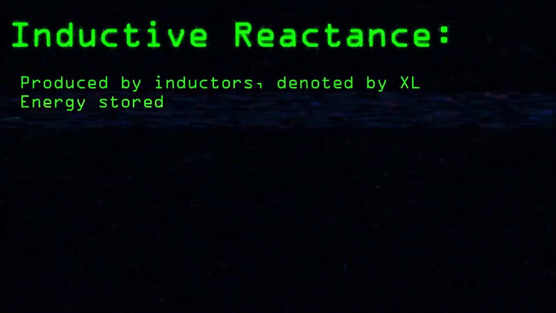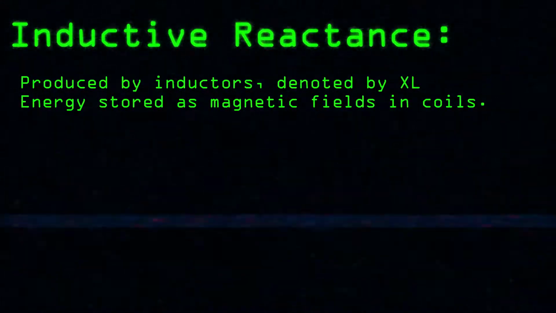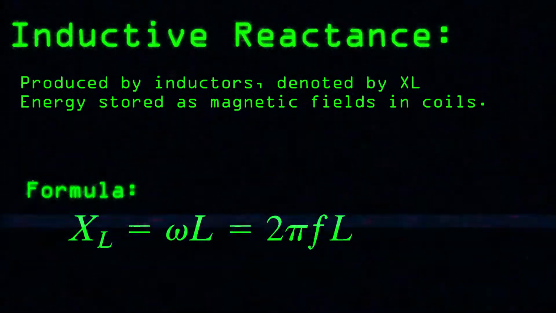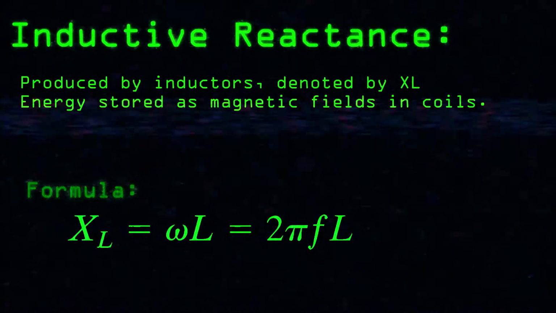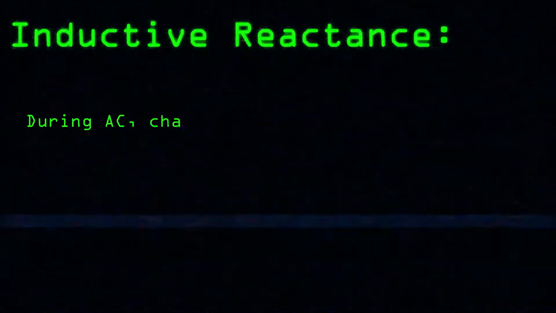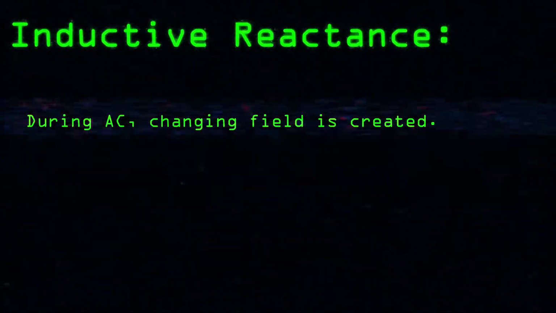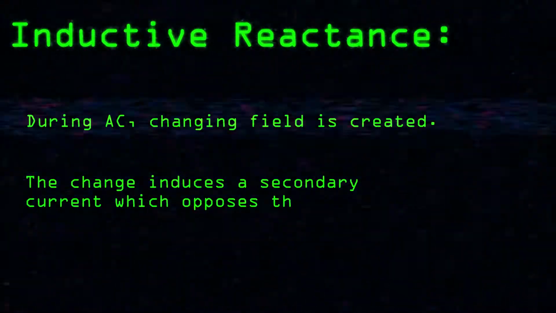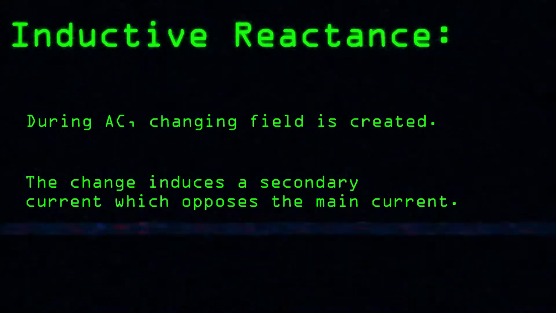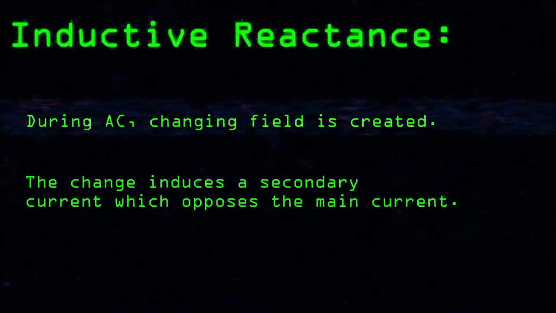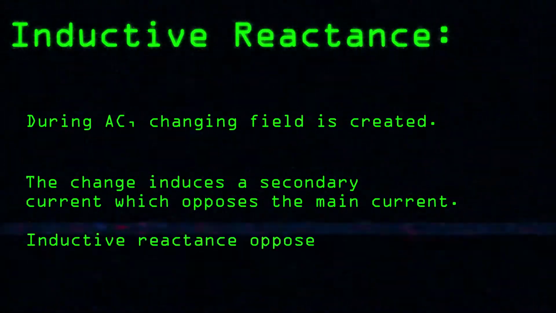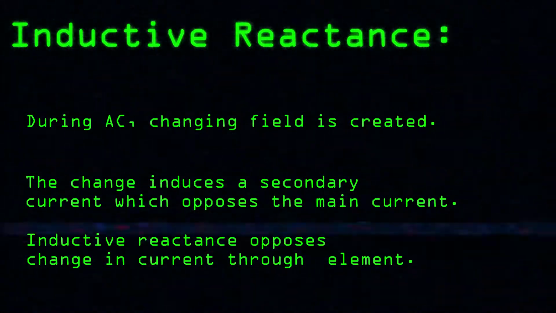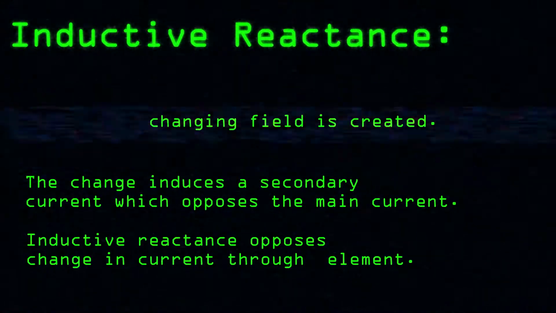Inductive reactance is simply the reactance produced by inductors, denoted by XL. Inductors store energy temporarily as magnetic fields in coils. When an alternating current passes through a circuit, a changing magnetic field is created. The change in the field induces another secondary current within the same circuit, and via Lenz's law, the direction of this current opposes that of the main current. Hence, the inductive reactance opposes the change in current through the element.